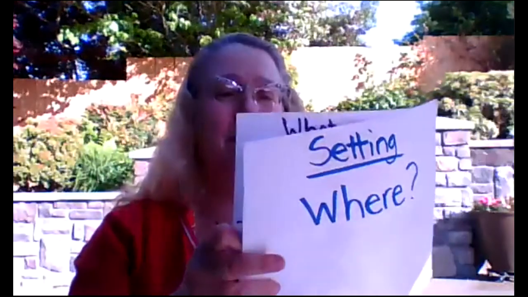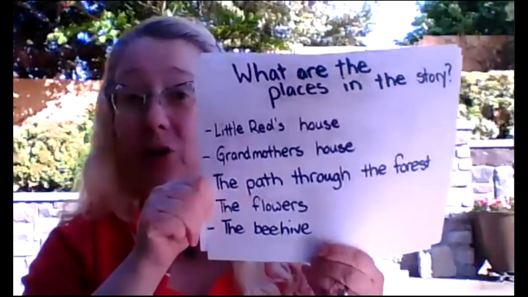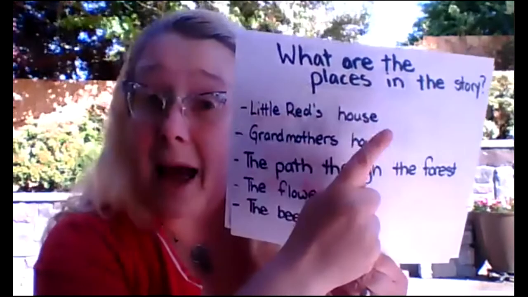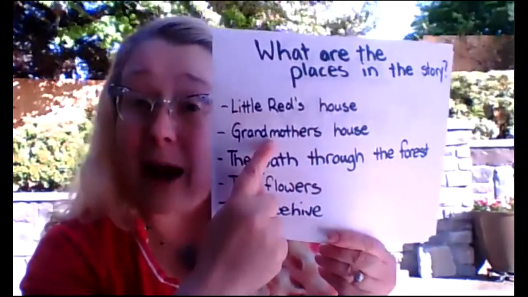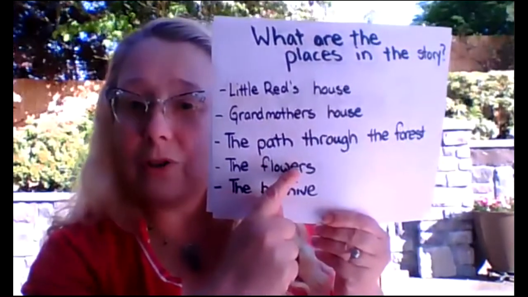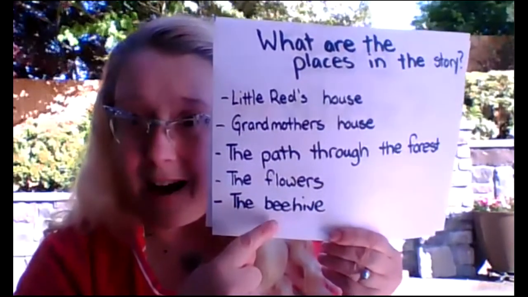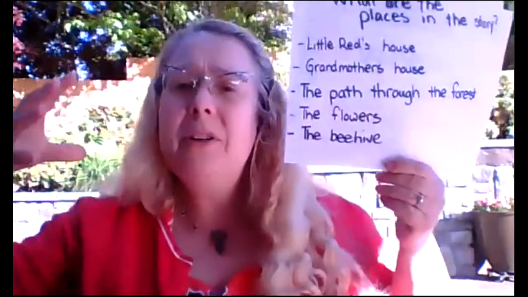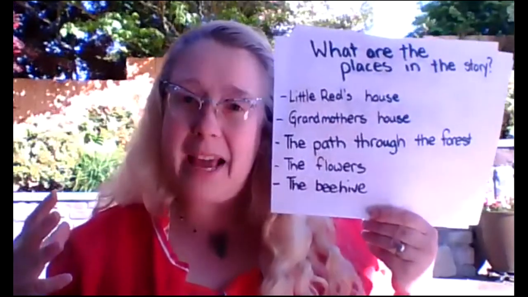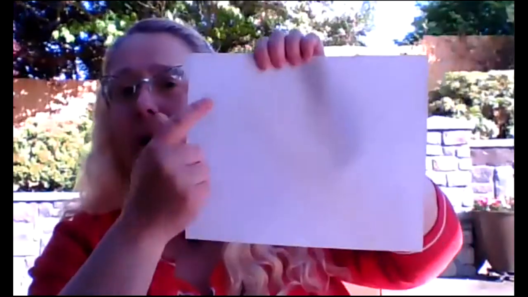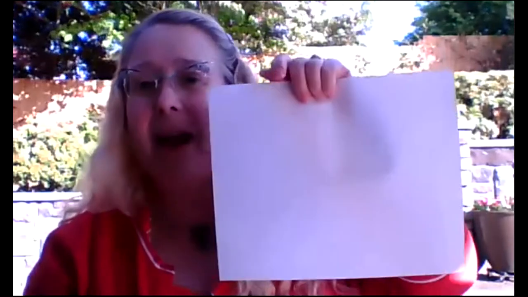Okay, let's see. When we make our story map, make sure to include Little Red's house, grandmother's house, the path through the forest, the flowers, and the beehive. So you're going to draw a picture of all of those places. You're going to want to stretch it out on your page so that Little Red's house is on one side of your page and grandmother's house might be all the way down at the bottom.